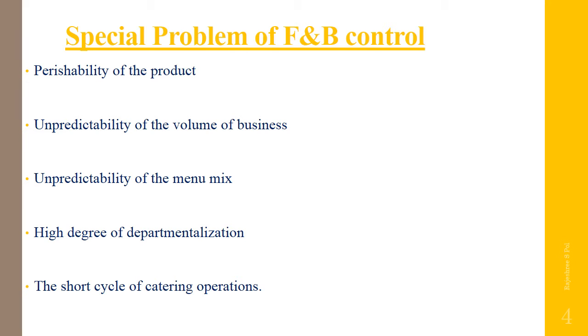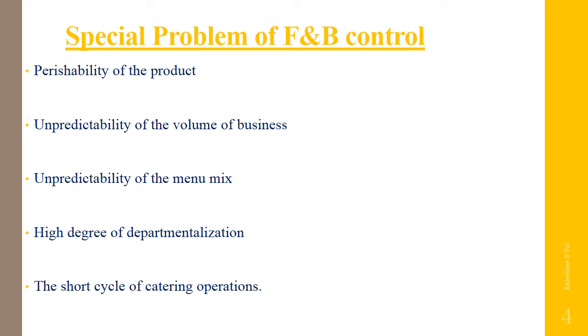The next problem is unpredictability of volume of business. Sales instability is typical of most catering establishments. There is often a change in the volume of business from day to day, and in many establishments from hour to hour. So this sometimes can be a problem in F&B control. Unpredictability of menu mix: in order to be competitive and satisfy a particular market, caterers must offer a wide choice of menu to the customers, and this can also be a problem for proper tight control of F&B.